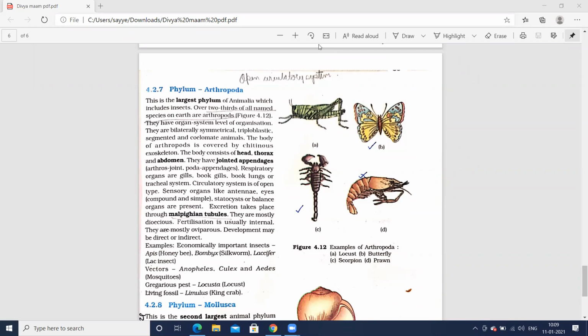See the examples. Please see the pictures. The first one is a locust, second is butterfly, scorpion and prawns. So let's talk about the important features. Number one, they are the largest phylum. Number two, they have joint appendages, that is why they are called arthropods. Circulatory system is open type. Respiration takes place through gills, book lungs. And then sensory organs, we may have antenna, we may have eyes, or we may have balance organs. What were those balance organs called? Statocyst. Very good. Excretion takes place through Malpighian tubules. Fertilization is external or internal?